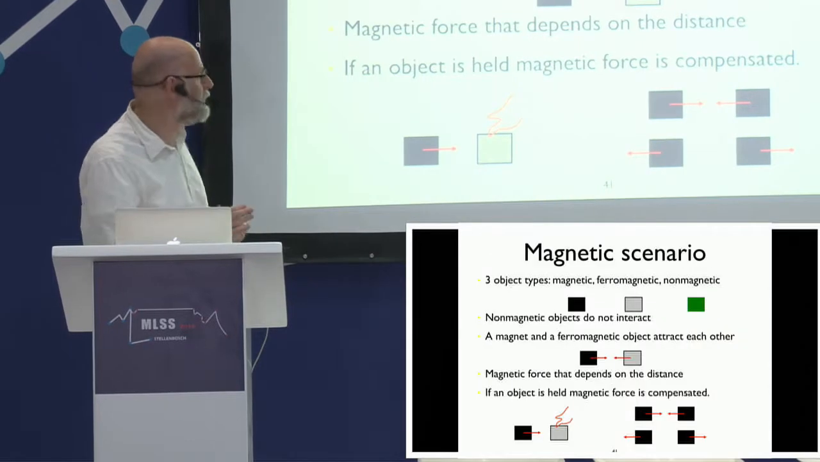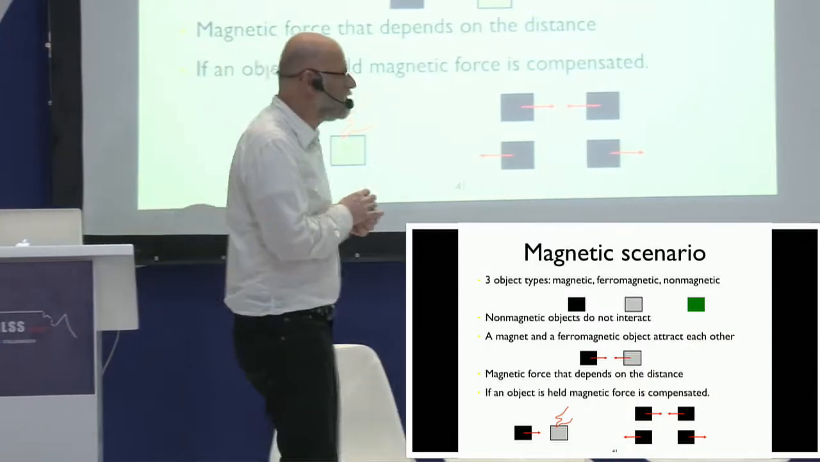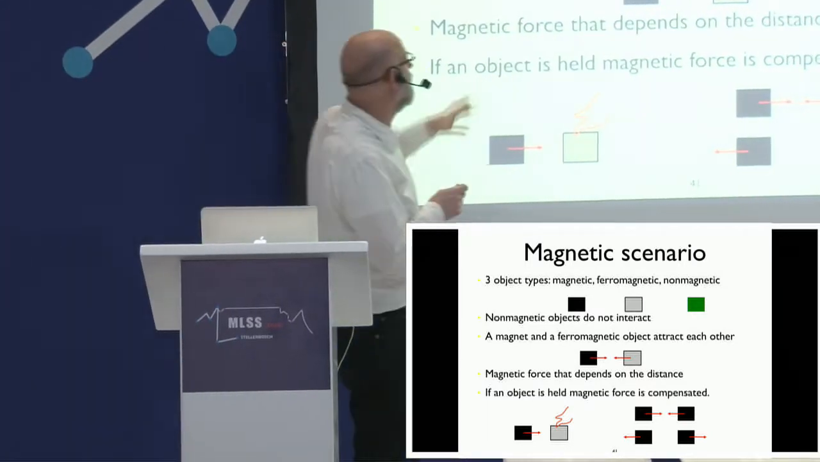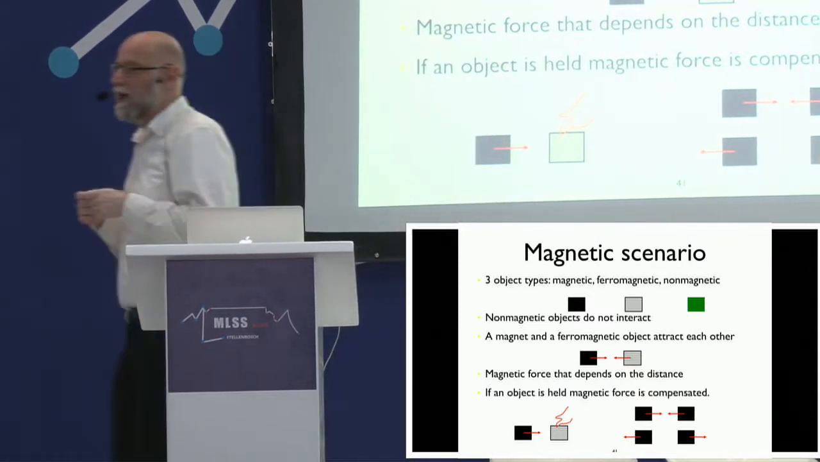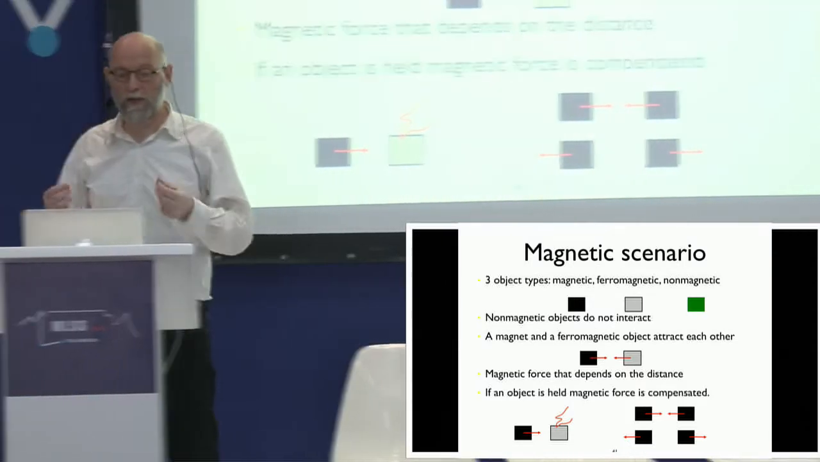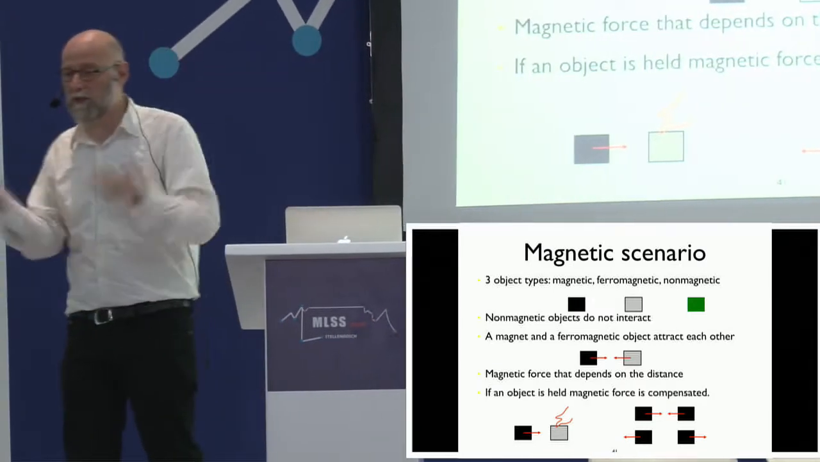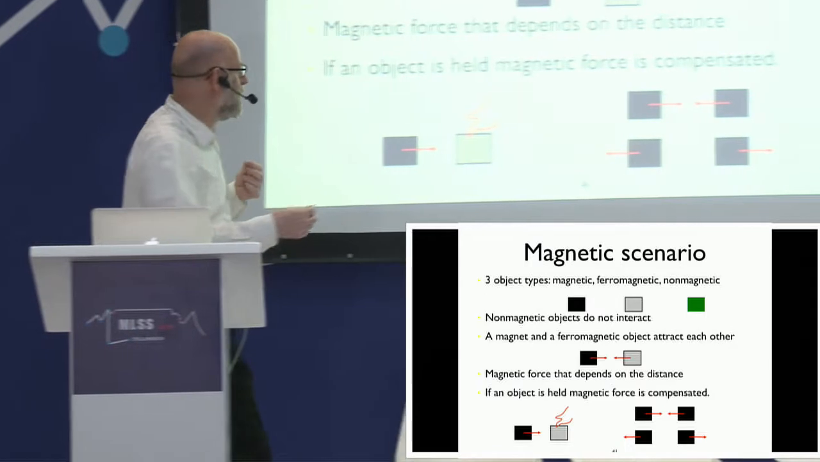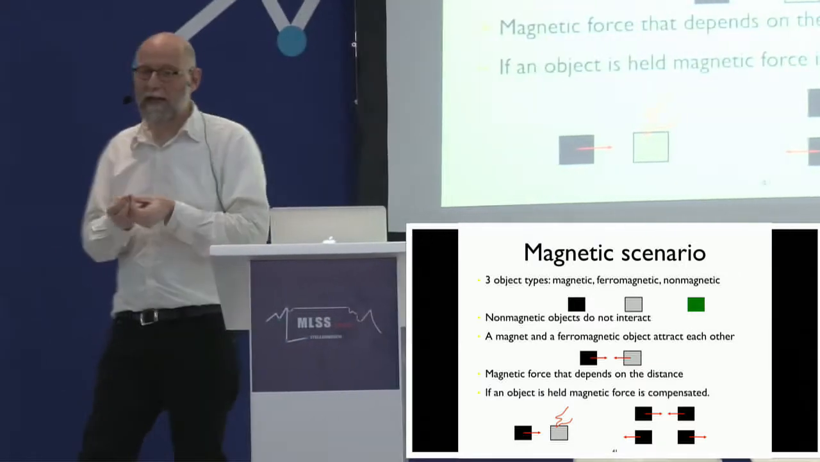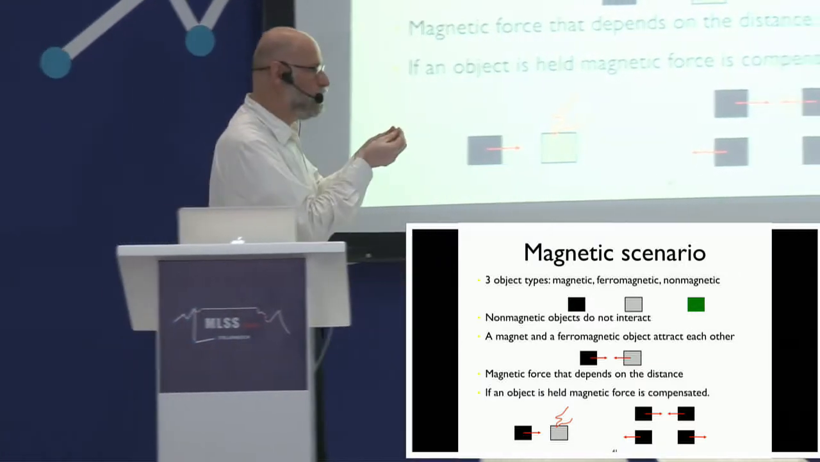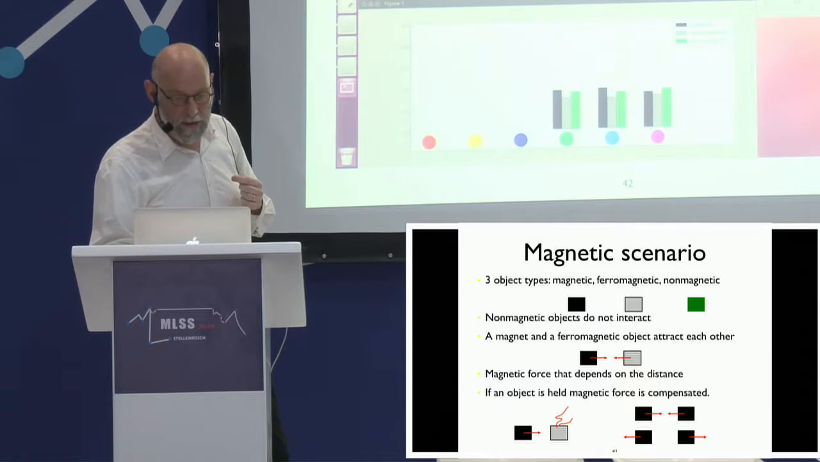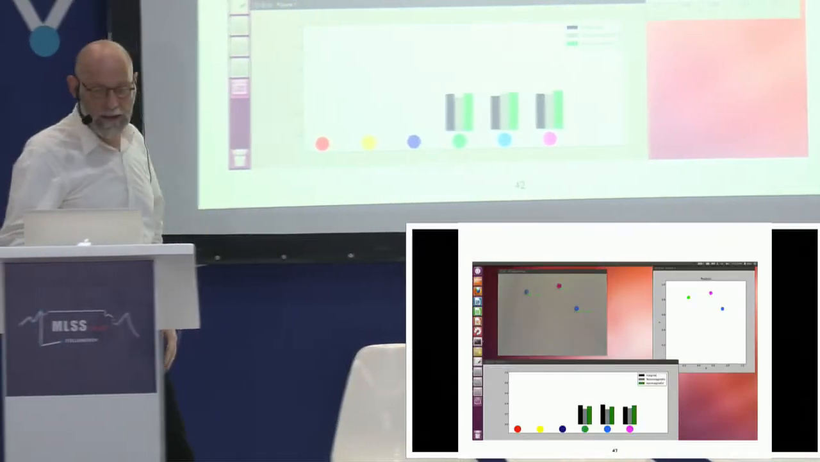Here is another scenario that I can explain a bit better, because here I can show you also the rule. It's a magnetic scenario. It's something we also did with kids, having them show multiple objects. And the objects can be magnetic, they can be ferromagnetic, or they can be non-magnetic. It is well known that if non-magnetic objects touch, nothing happens. Also, if a magnetic and a ferromagnetic object are close, they will attract one another. And if you take two magnetic objects and put them next to one another, you'll either get repulsion or attraction.